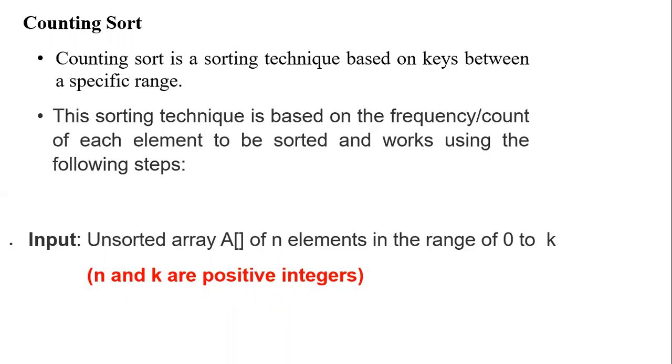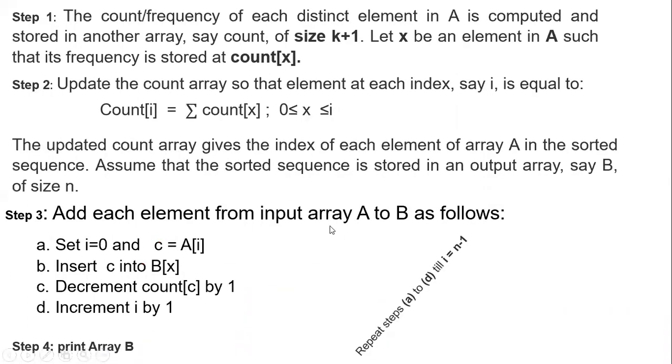n and k should be positive integers. So here directly I should mention one disadvantage of the counting sort: no negative elements are allowed. The first step, the count frequency of each element in A is computed and stored in another array, say count, of size k plus 1.